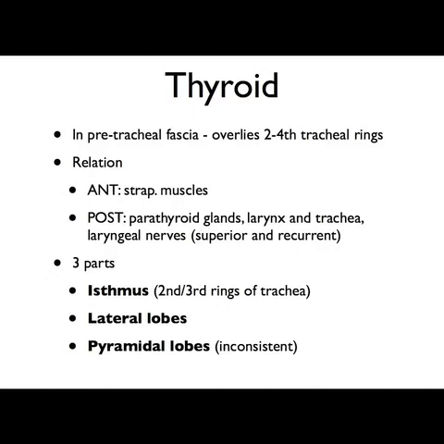The thyroid is in three parts. The major part is the lateral lobes. This consists of the majority of the mass of the thyroid, and these are joined by an isthmus, which is found between the second and third rings of the trachea. And then there's a variable and inconsistent pyramidal lobe that's sometimes present.